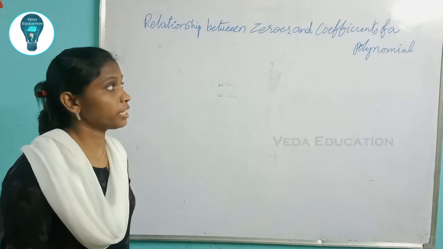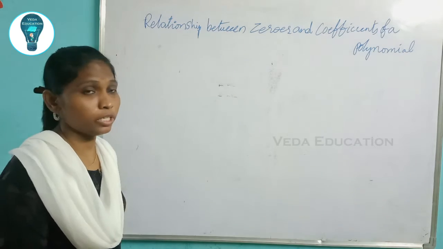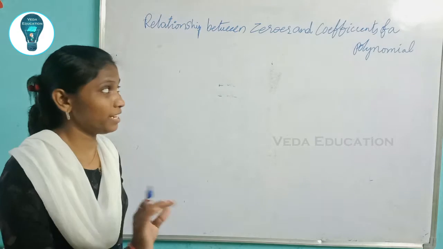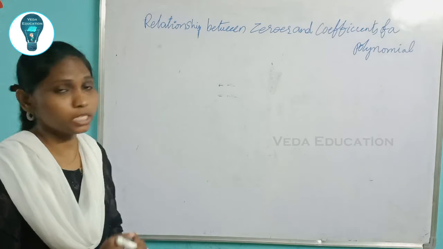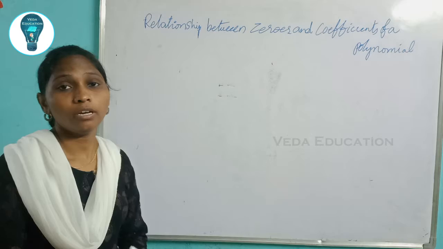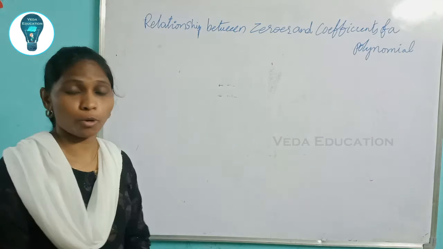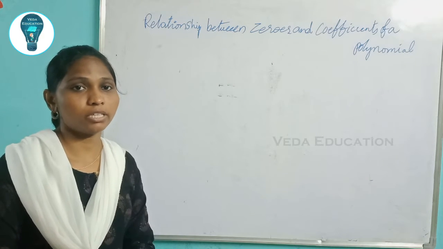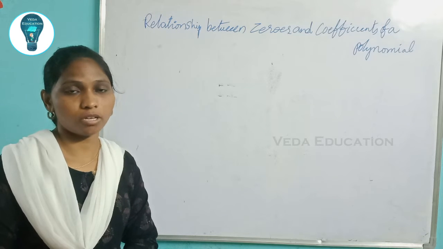The relationship between zeros and coefficients of a polynomial. Here we will discuss quadratic polynomials and cubic polynomials, and how the coefficients and zeros are related. After getting the factors, you will convert them into zeros, then consider the coefficients of the polynomial, and check whether the numbers have a relationship between them or not.